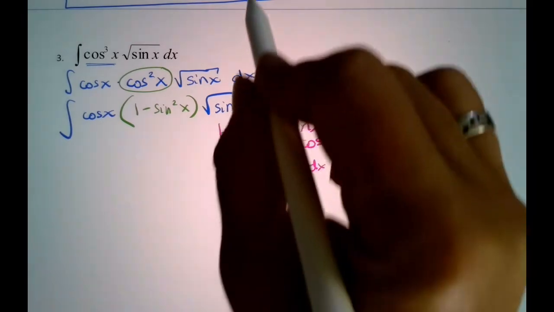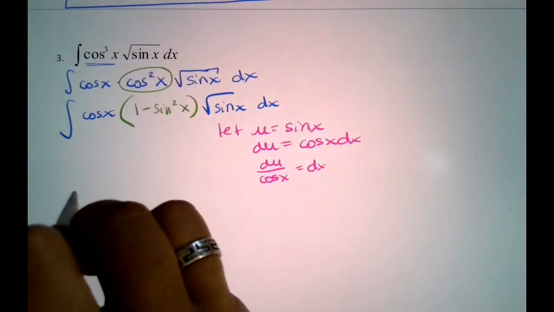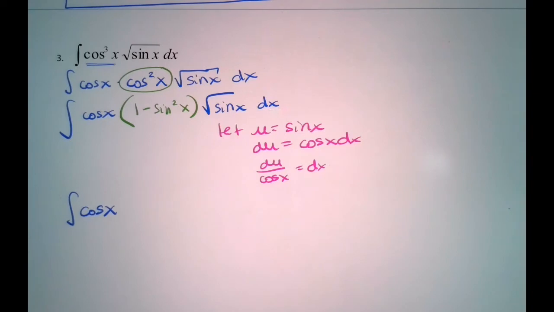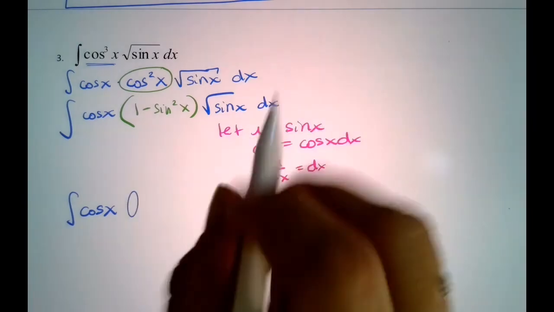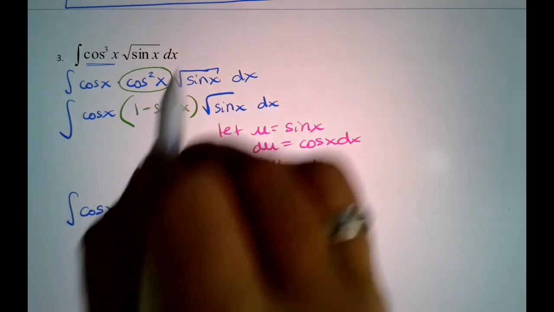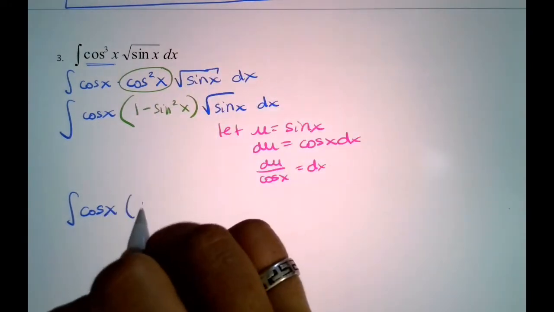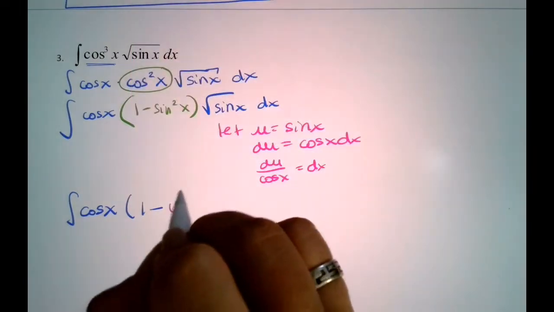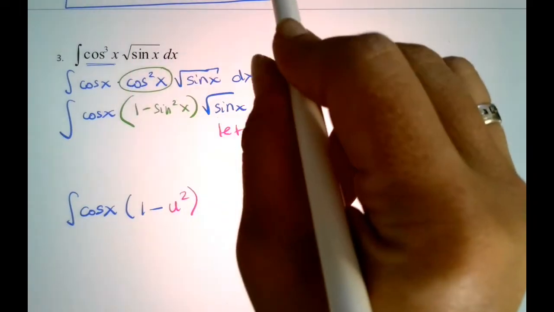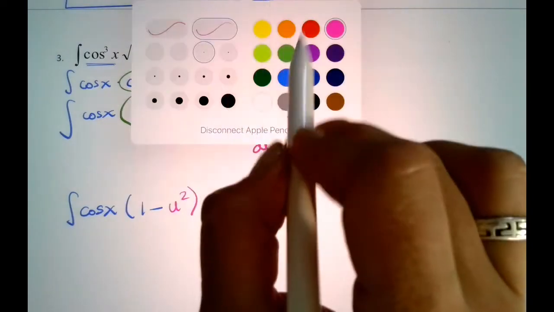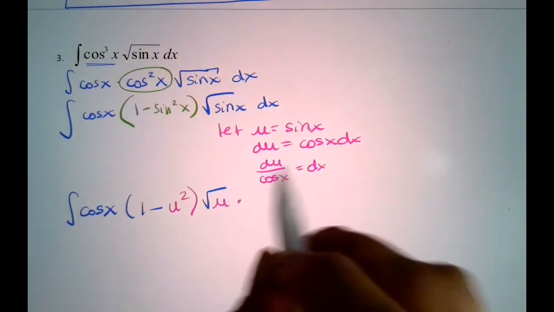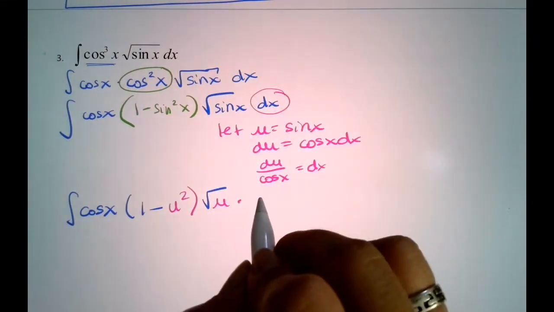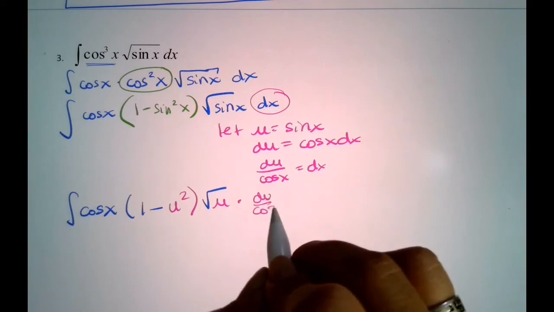So now I'm going to come at this integral and say, okay, well, I had this cosine. They told me to save it off to the side. I did that. What else I have in here is anything with a sine. I'm going to replace that with u. So let me undo that. I have 1 minus, and now I'm going to have u squared. And then I have the square root of sine. So what is that? Well, that's the square root of u. And in place of the dx, remember, I'm replacing it with du over cosine x.